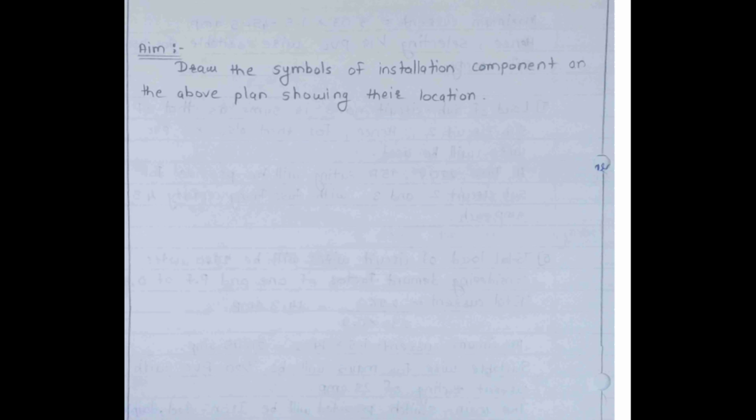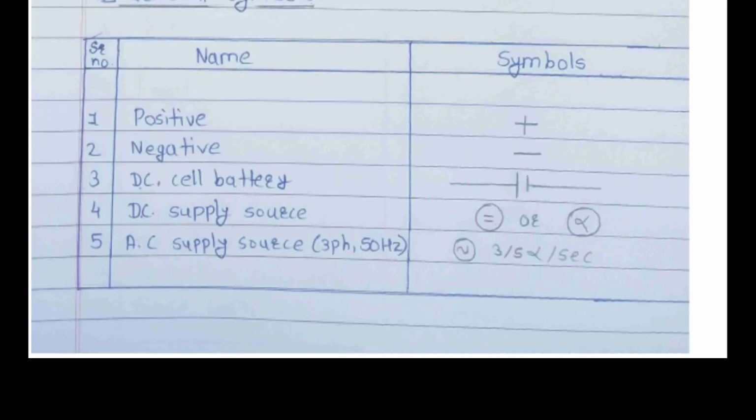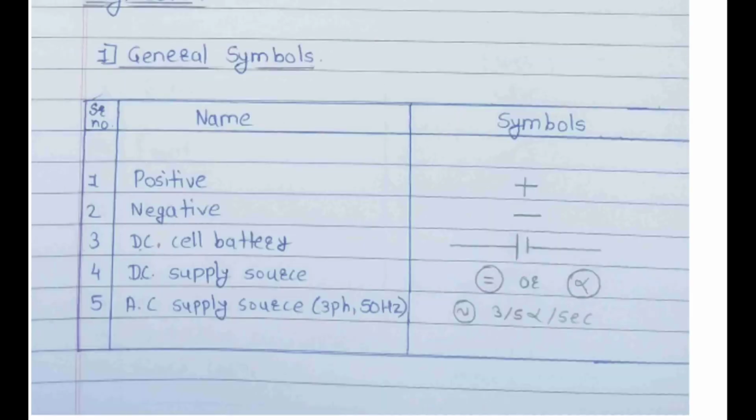Next is practical number 2. The aim is to draw the symbol of installation components on the above plan showing their location. So this is practical number 2. Draw the symbol of installation components on the above plan showing their location. So these are the symbols.